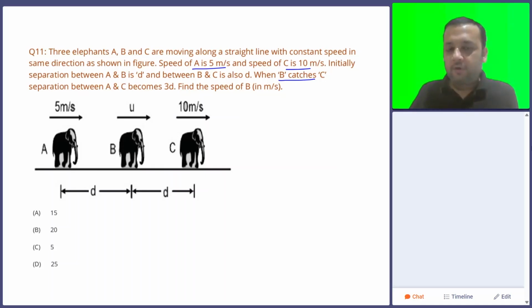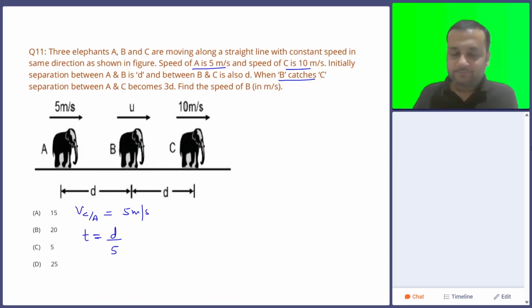Okay, and what is the rate at which separation is increasing? So with respect to A, C is moving faster. Basically, velocity of C with respect to A is how much? 5 meter per second, basically 10 minus 5. That means the separation is increasing at a rate of 5 meter per second. And we have to increase this separation by D. So time in which separation will increase by D will be separation increased upon rate of separation.